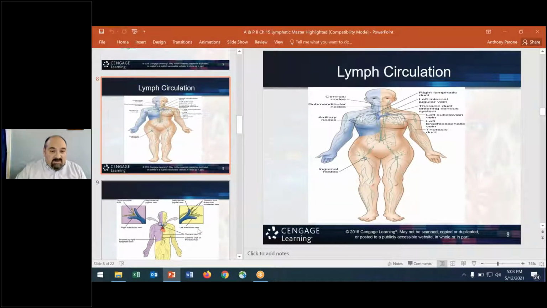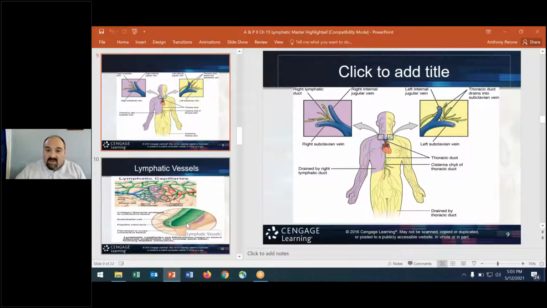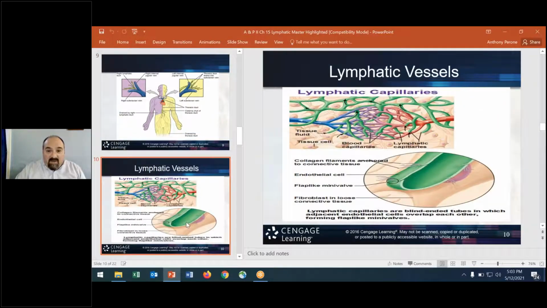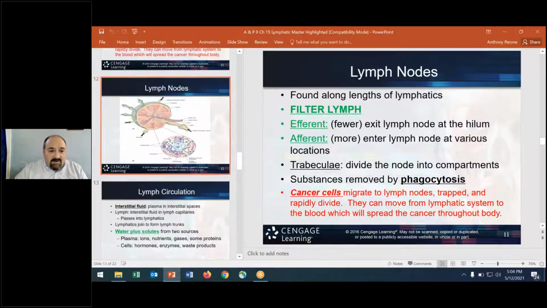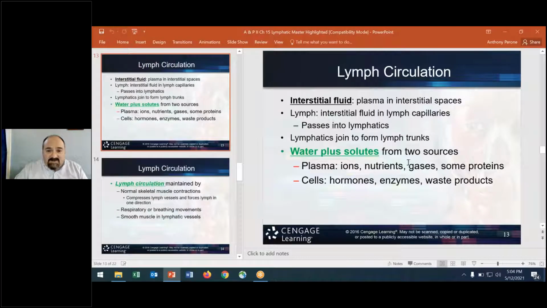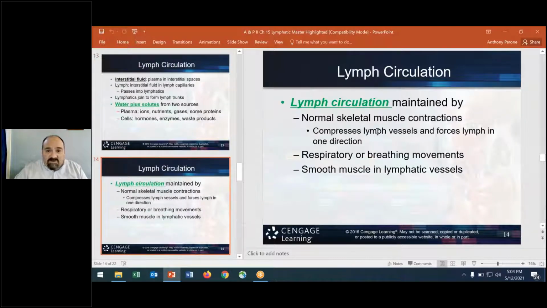Okay, and these are just some nice images that are showing you right-sided and left-sided drainage. Here you have the vessels, and know that they're blind-ended vessels. They're not directly connected to a pump system, right? But they drain into the cardiovascular system, into the venous system in particular. And as far as the filtration of lymph, and what is lymph in particular, and what's going on with the lymph nodes, right? As far as circulation is concerned, and how that's being maintained.